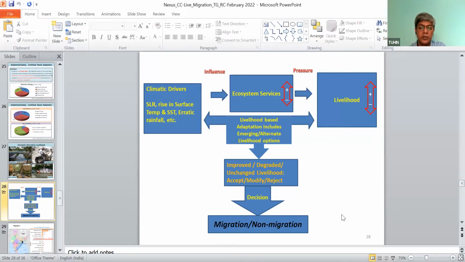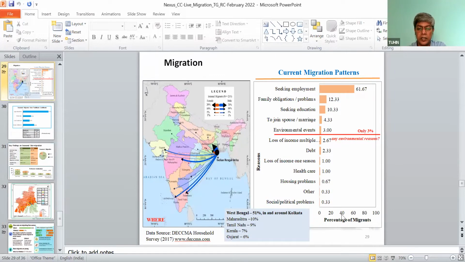And now what is the situation? There is a lot of migration. And what is the reason for the migration? If we ask the people there, they are not really blaming the environmental events, even climate change. We thought that, okay, climate change is a big issue. We should say environmental events, and only 3% responded out of that. But mostly they are talking about employment opportunity, family obligation, or education purposes like that.